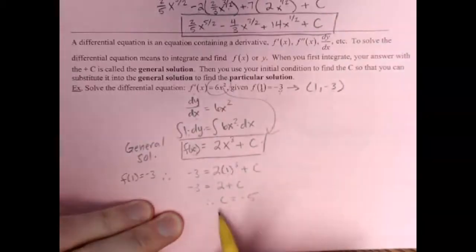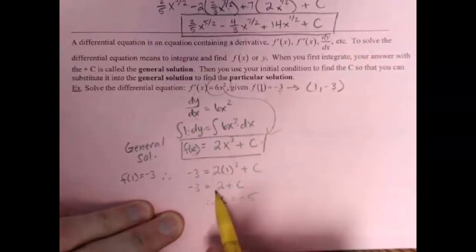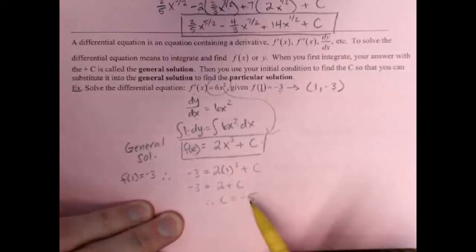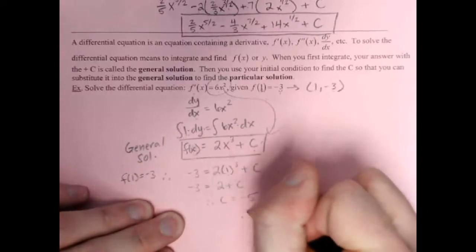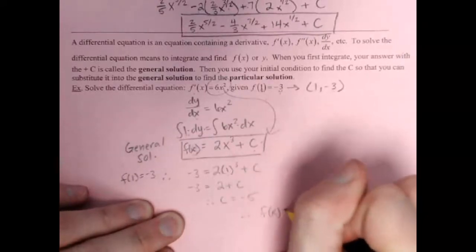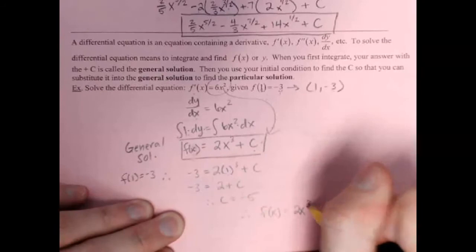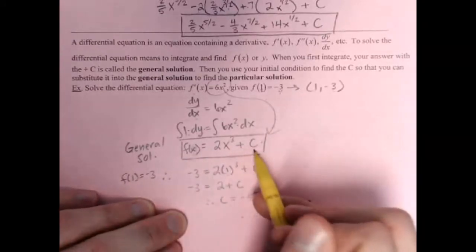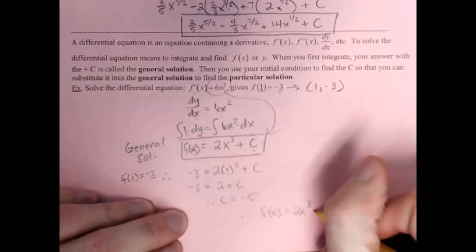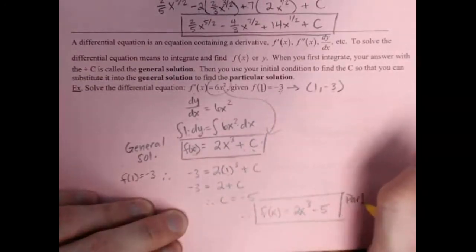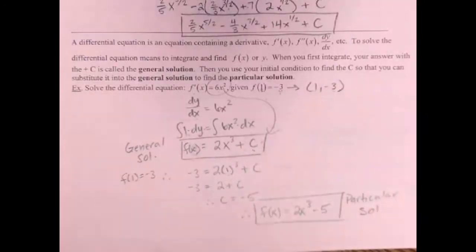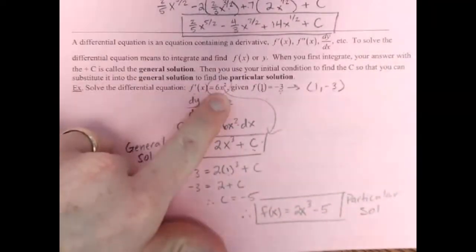Now, that's not an answer. You don't just put a box around c equals negative 5 and call it a day. No, no, no. You take this c value and plug it in, and you get your original function, but the updated version of your original function. You have 2x cubed, and then instead of plus c, I take this c value and plug it in. And this is the particular solution. Right, so the general solution, that's the one that's plus c. That represents all of the possible functions that have this as the derivative.